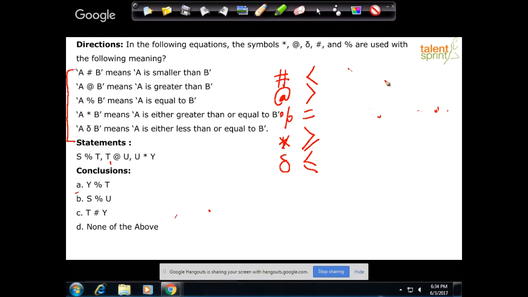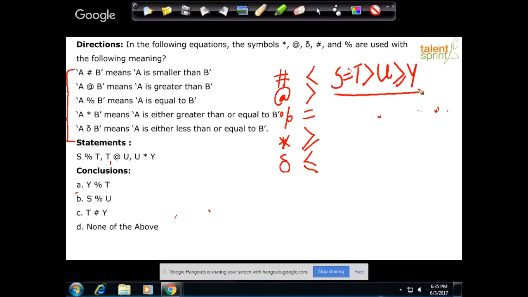Now, S percentage T. What is the sign percentage? S is equal to T. T at the rate U means T is greater than U. U product Y means U is greater than or equal to Y. Notice, boys and girls, once you get the hang of it, the only slightly tricky part is to get this inequality in place. And once you get this inequality in place, you can solve any question that is asked on this given statement.